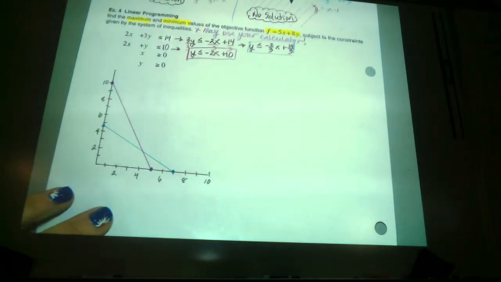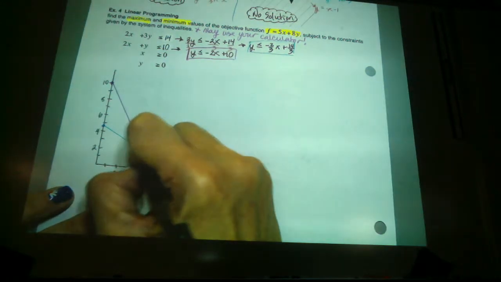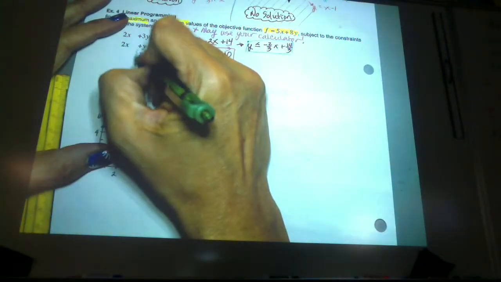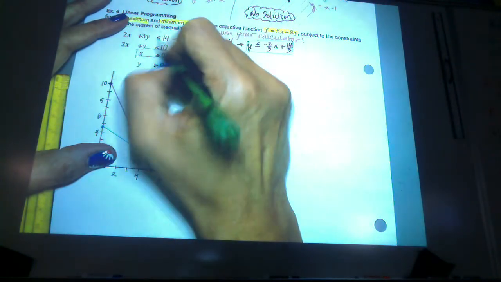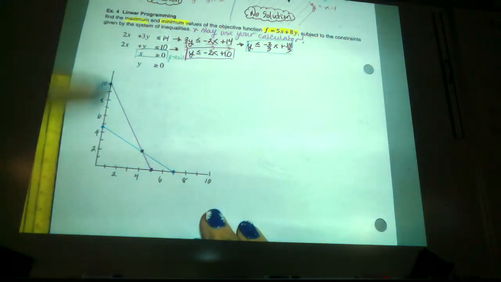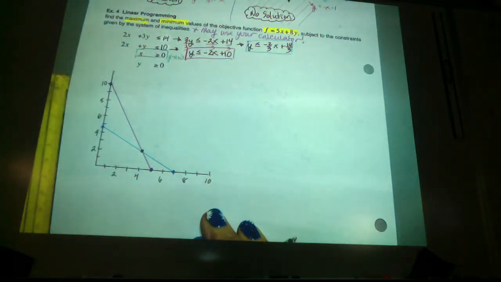This right here is called a critical point. We will find that critical point later. That's what your calculator is going to be handy for. And then we have x is equal to 0. Isn't that the y-axis? This is where all x values are 0, so that's the y-axis.